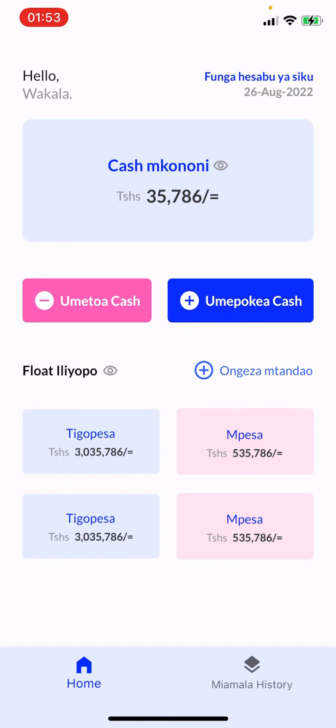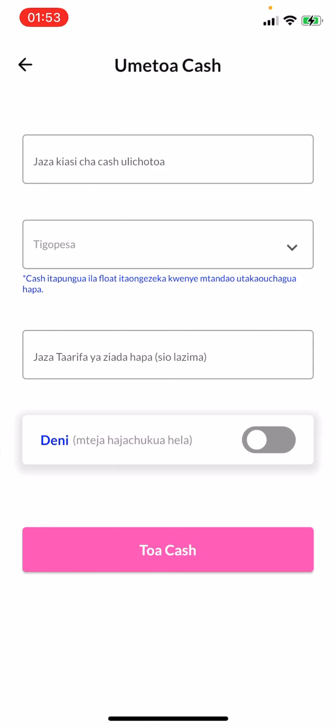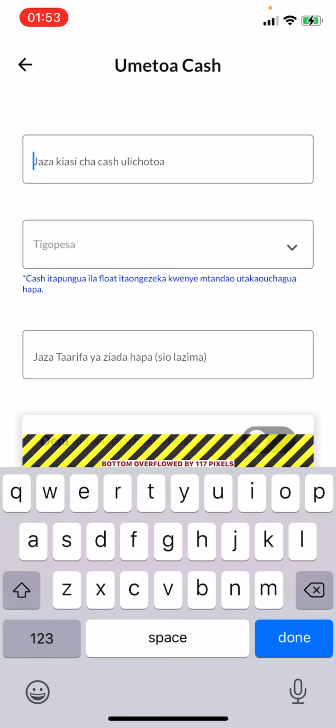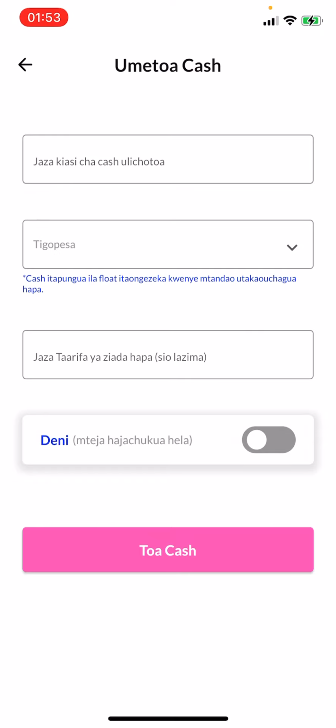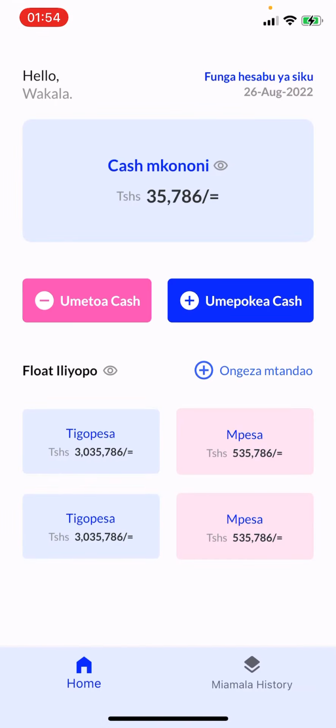And if the situation is the customer has withdrawn cash, here the merchant will fill in the amount of cash withdrawn and the network used. And if the customer hasn't collected the cash, that's a debt transaction. The merchant or the mobile money agent will record it as a debt and save. So this will be the interface of the mobile money agent.